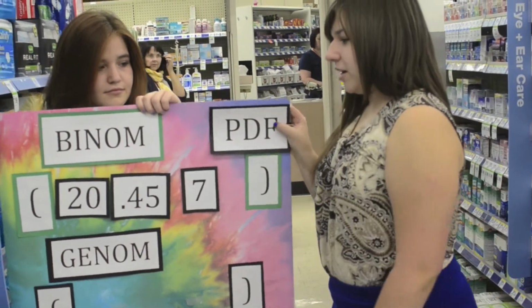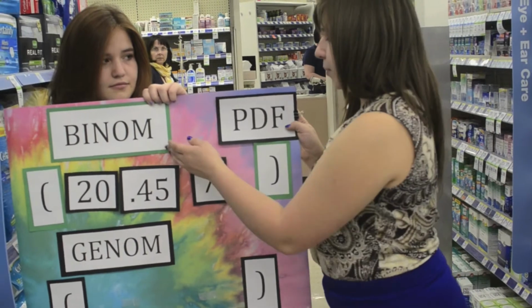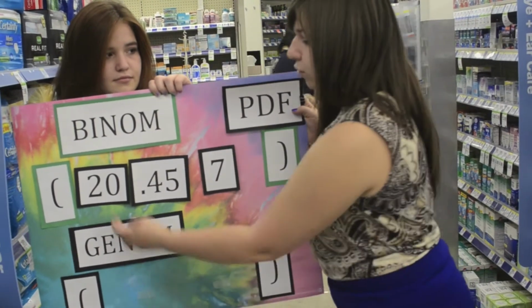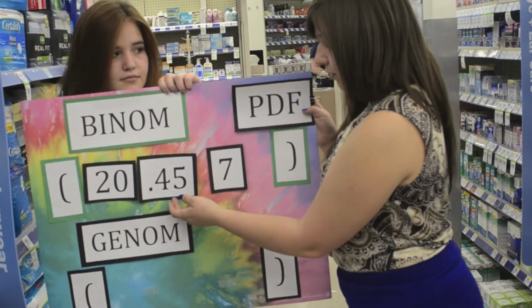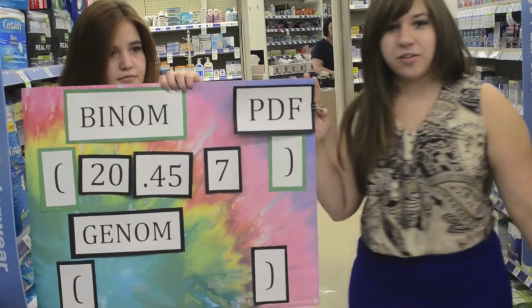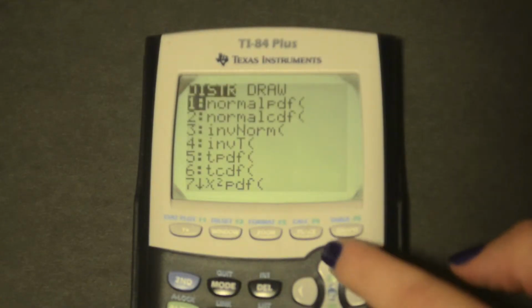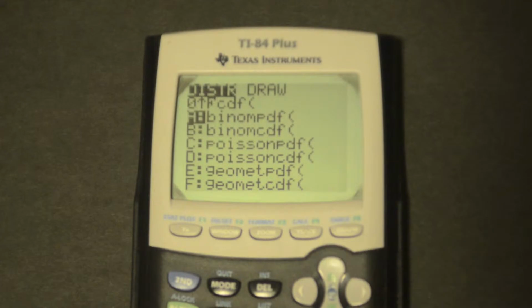So for the final calculation, you're going to put into your calculator binompdf(20, 0.45, 7). Let's calculate.